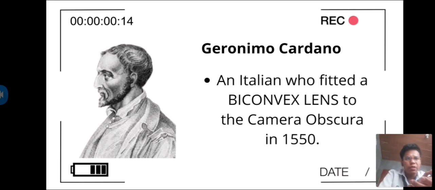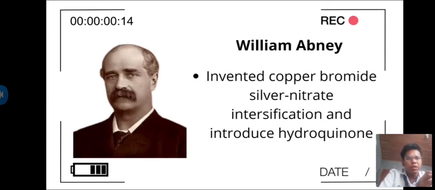Next one is Geronimo Cardano, an Italian who fitted a biconvex lens to the camera obscura in 1550. Next one is William Abney, who invented copper bromide silver nitrate intensification and introduced hydroquinone. Okay, ano nga ba ang hydroquinone? Hydroquinone, this is a clean working and non-staining compound, kaya this is one of the essential compounds in the development of photograph.